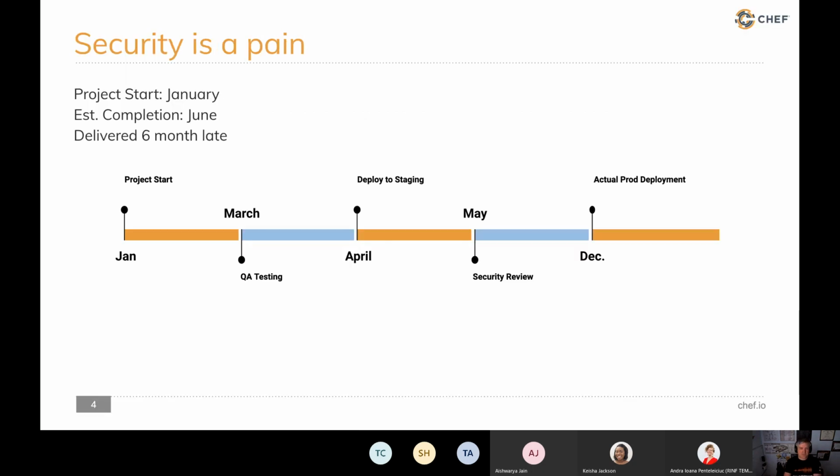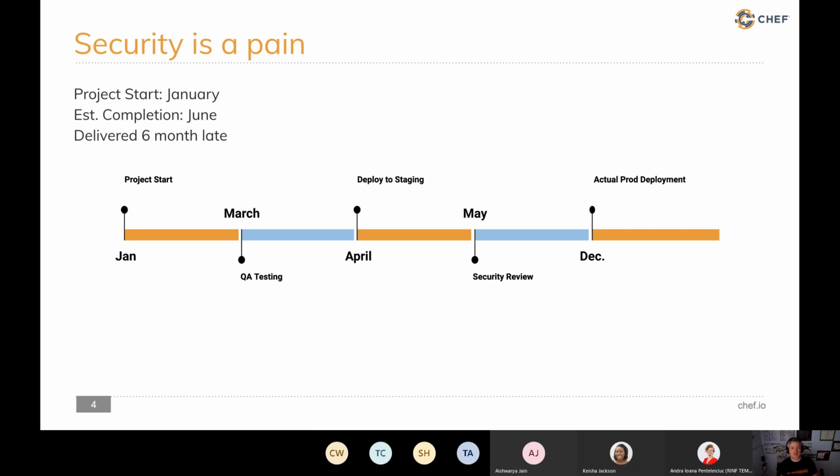pleasant experience, right? So everybody's probably been through this scenario, right? We start a new project and we have a deadline. So in my example, we start in January, we have a deadline of June to deliver this thing. So we start building, we get our base level built, we do some QA testing, we do our staging deployments, we get everything ready to go to production, and then we end up having to do a security review. And then when security gets involved, they find all kinds of things that are wrong, and our project gets delayed. You know, maybe 6 months, maybe 3 months, we may never get to deploy it.